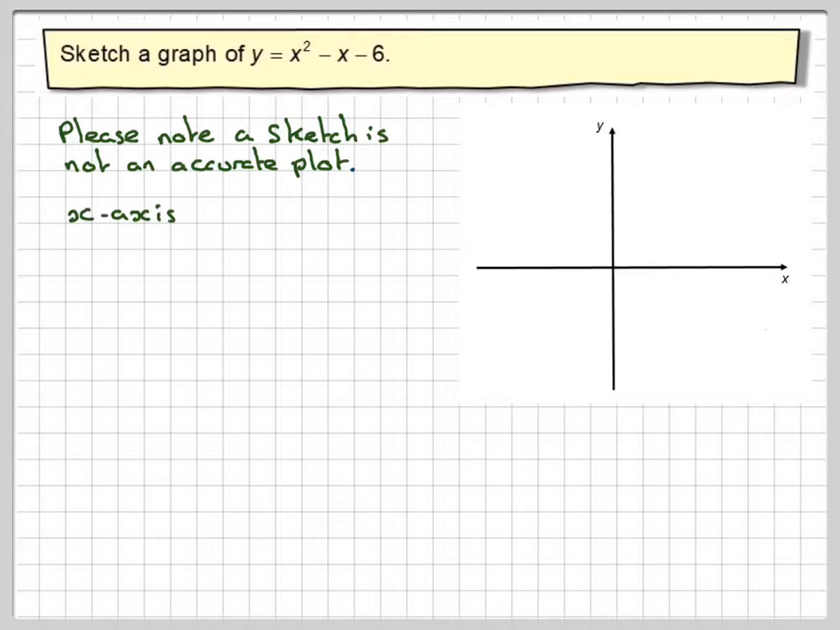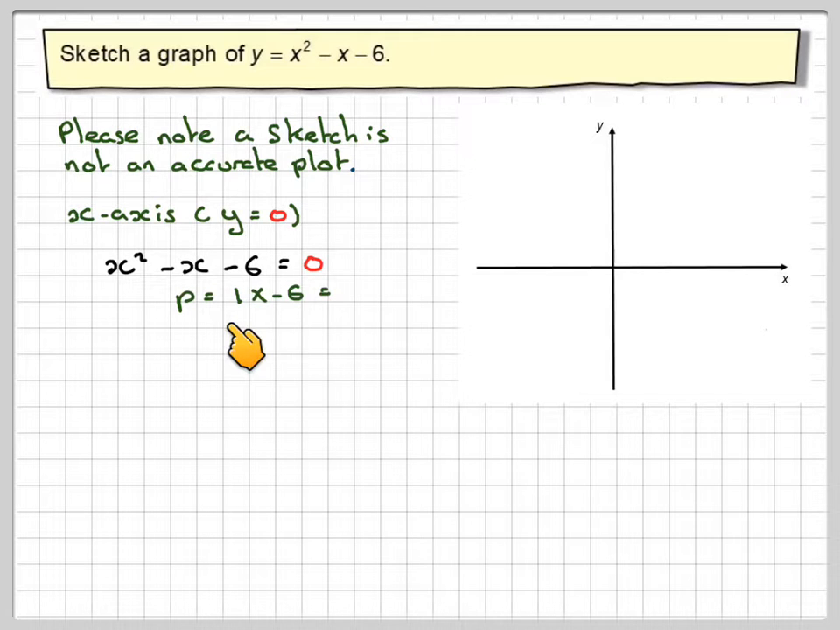Now, if we look at the x-axis, the y-coordinate of any point on the x-axis will be equal to 0. So if we put x squared minus x minus 6 is equal to 0, then we solve that. There are different ways of solving this, but if we use product sum factors, the product will be 1 times minus 6, which is minus 6.